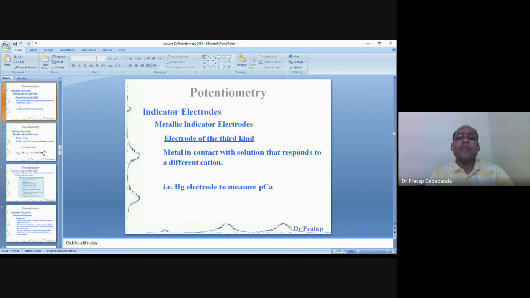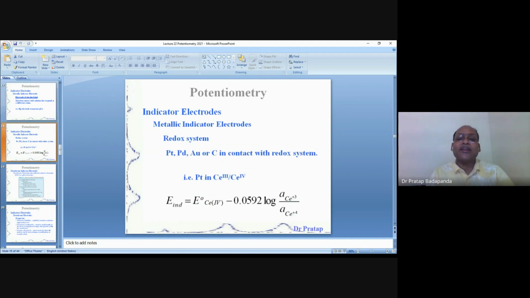Now the electrode of the third type, metal electrode. Electrode of the third kind, metal in contact with a solution that responds to different cations. So different cations, like your mercury electrode to measure the potential of calcium, right? So these are metallic indicator electrodes, the indicator type of electrode.